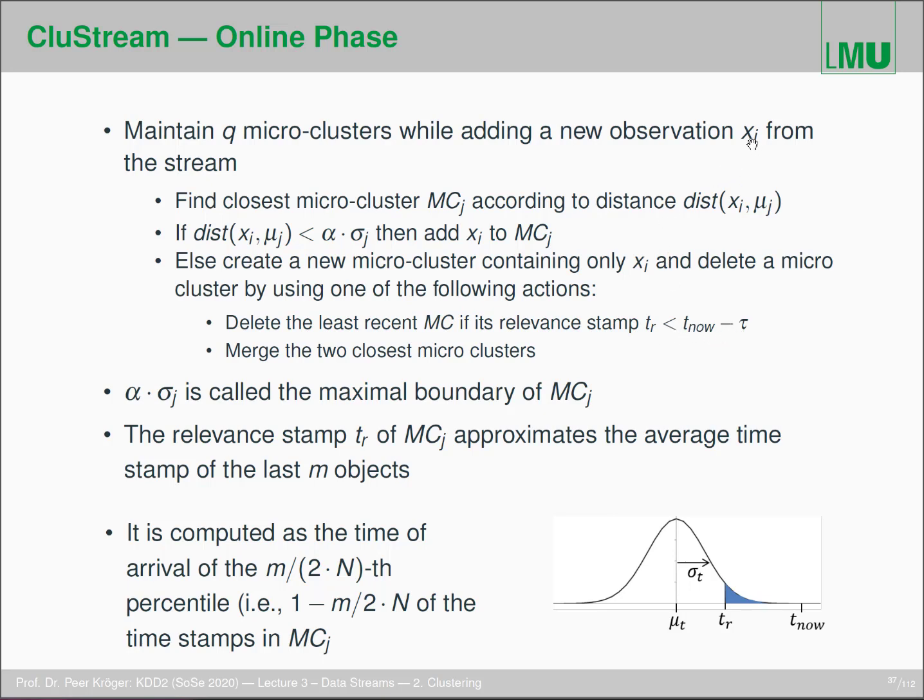T now is the timestamp where X appeared, so your current timestamp minus a threshold. So if the relevance stamp of the microcluster, whatever that is, we will see that below here, is longer ago than a given threshold, then you delete that, because you think that this microcluster is then outdated. If no microcluster is outdated, then you simply merge the two closest microclusters in order to get, again, Q microclusters.